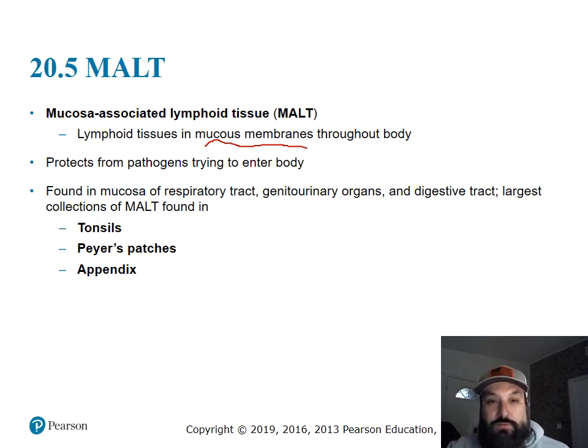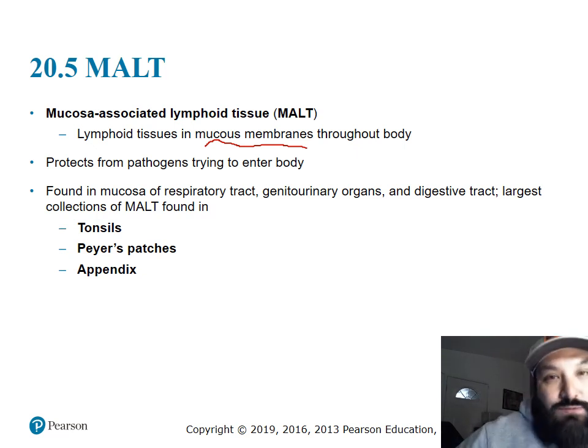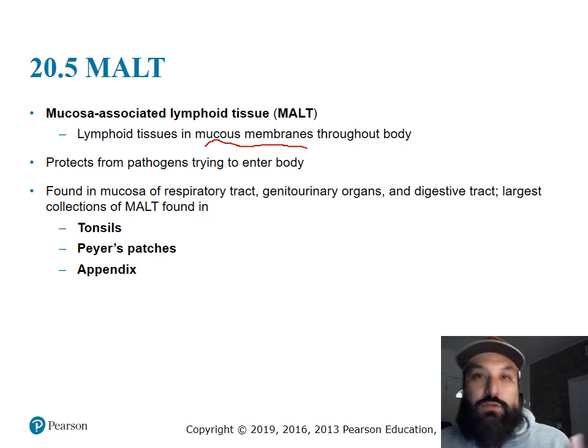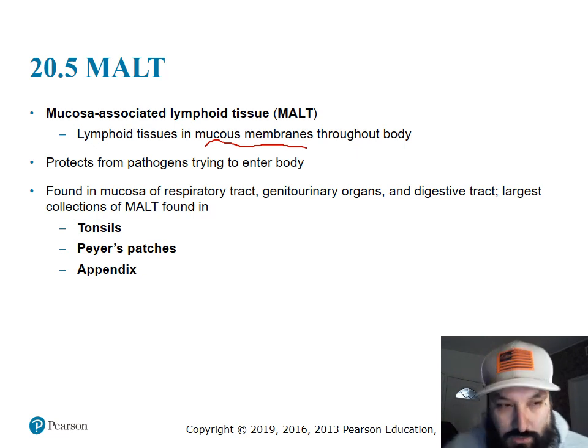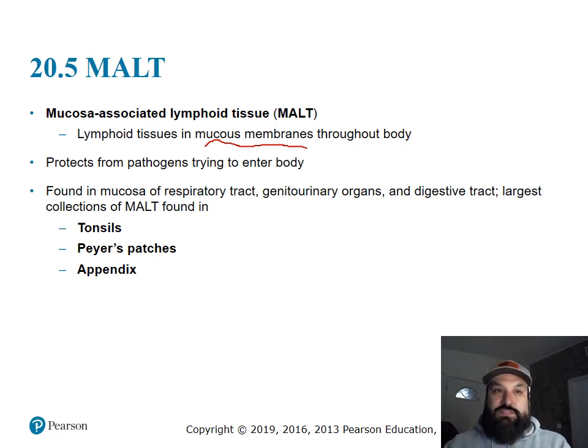It protects from pathogens trying to enter the body. So MALT is found in places where pathogens can enter the body, or where we have a higher incidence of them entering, right? And so where do you find those? These are considered technically MALT, mucosa-associated lymphoid tissue. Believe it or not, tonsils fit that, right? Tonsils are MALT themselves, mucosa-associated lymphoid tissue. And that's what tonsils are.